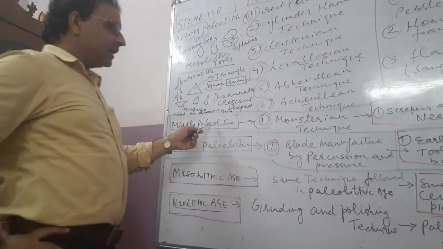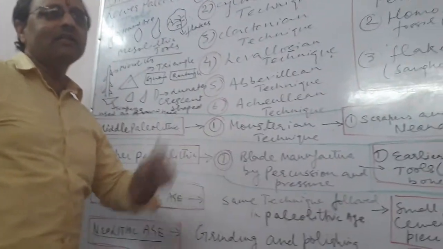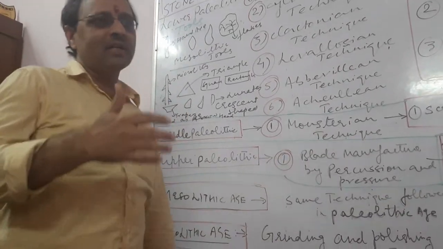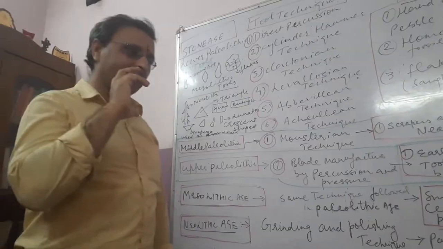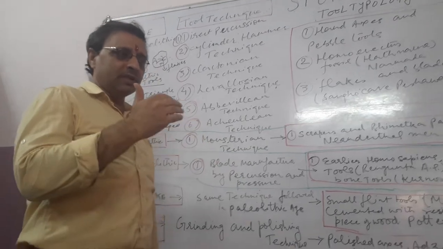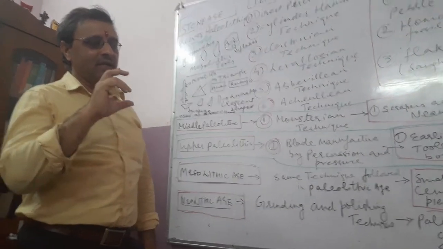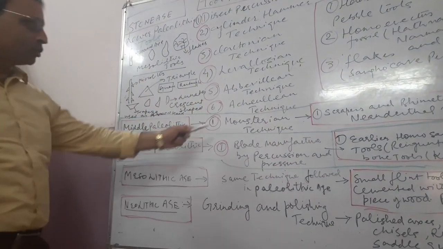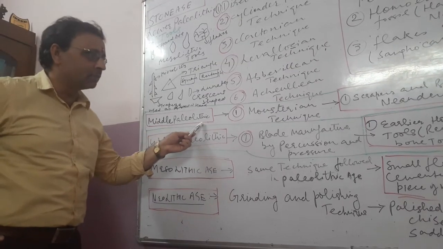So in the Middle Paleolithic age, the technique they used was the Mousterian technique. All these techniques were basically based on what? In order to develop the flakes in the stones, and by giving the particular shape to the flakes they used in their daily life purposes, they wanted to give them the desired shape according to the needs of those particular persons. So the Mousterian technique was used by the Middle Paleolithic people.